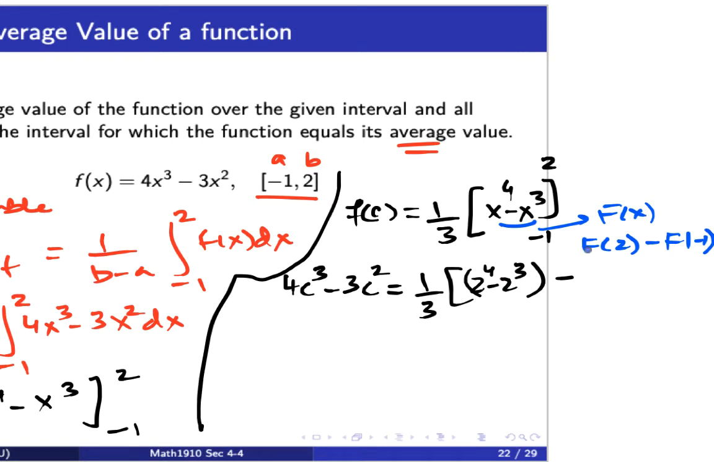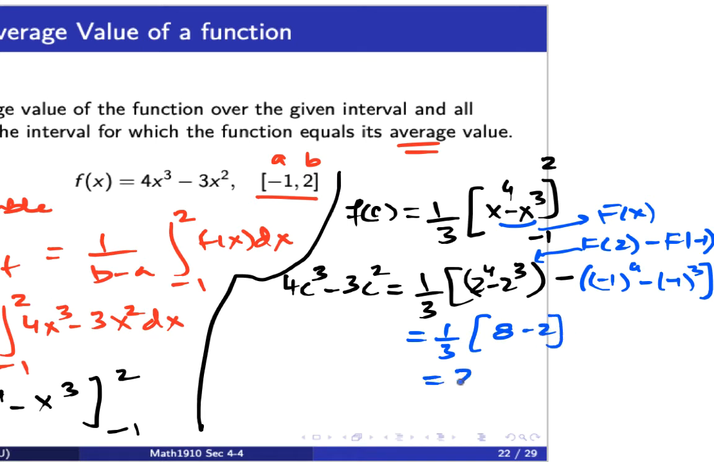So this is F of 2. Now minus F of minus 1 is minus 1 to the 4 minus of minus 1 cubed. So when you do the math over here, guys, it's 1/3. You will get 8 minus 2, which is 6/3, which is basically a 2.